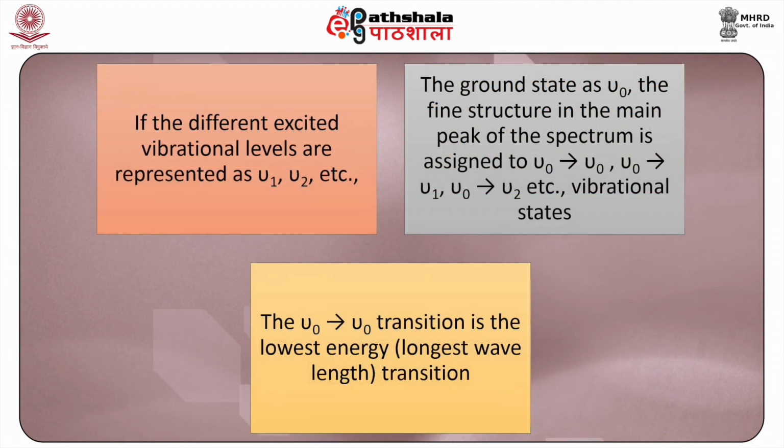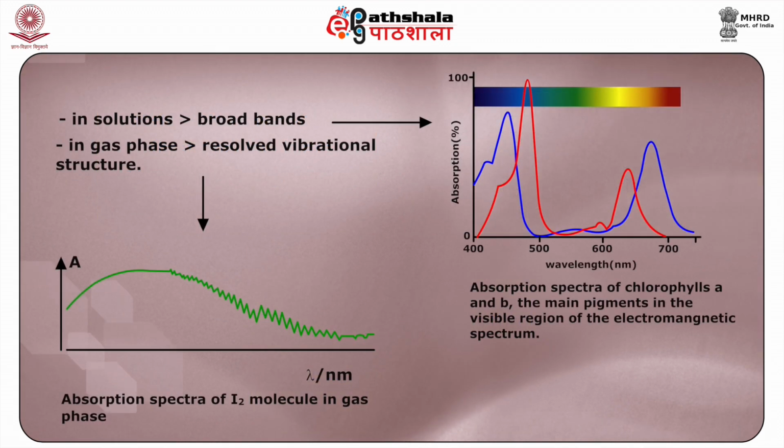If the different excited vibrational levels are represented as mu1, mu2, etc., and the ground state is shown as mu0, the fine structure in the main peak of the spectrum is assigned to mu0 to mu1, mu0 to mu2, mu0 to mu3, etc. The mu0 to mu0 transition is the lowest energy and longest wavelength transition. This is the basic absorption spectrum, which gets vibrational fine structure when it is resolved.